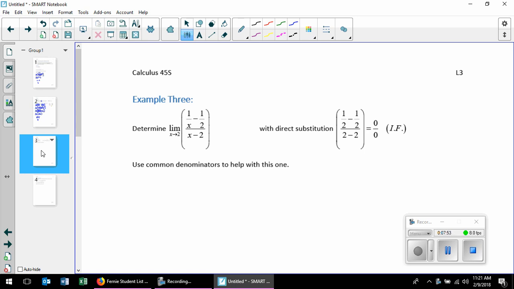All right, so this one looks a little bit different. Again, with direct substitution, 0 over 0, indeterminate form. Okay. Common denominator is going to help you with this one. So, question of the hour. Remember, this is over one. What are the common denominators for this expression?